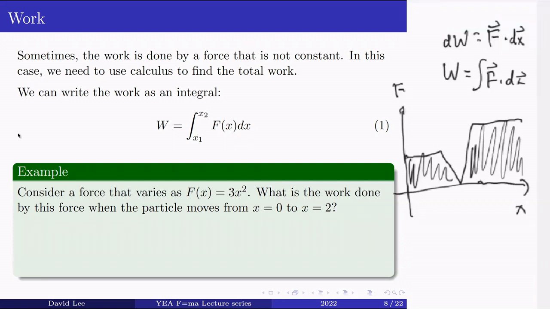And I have another example. Some of you have already answered, but I'll give you a few more minutes to do this.